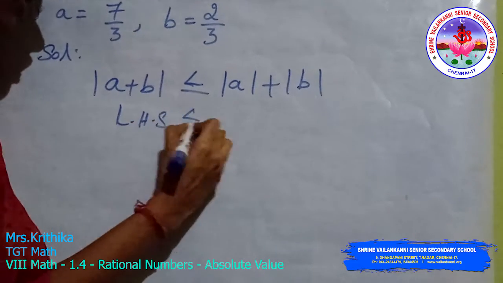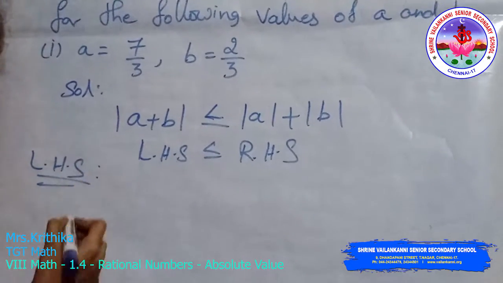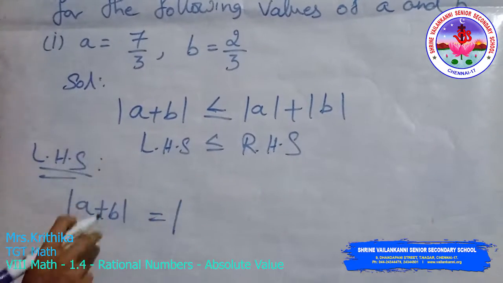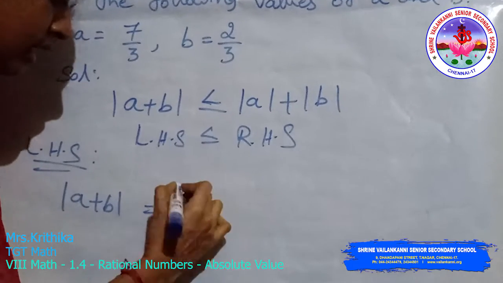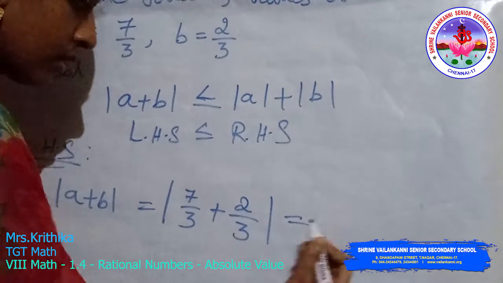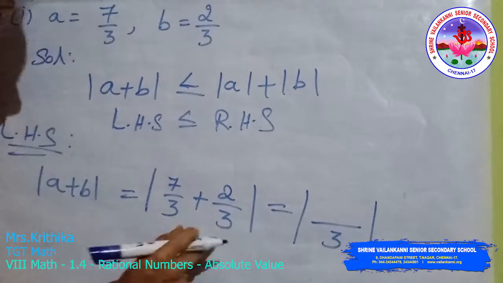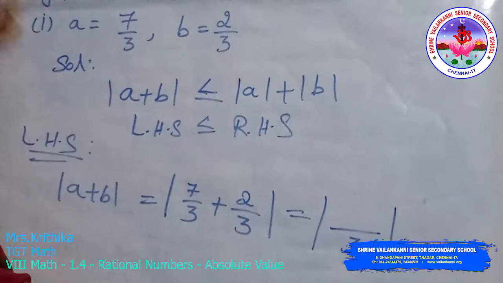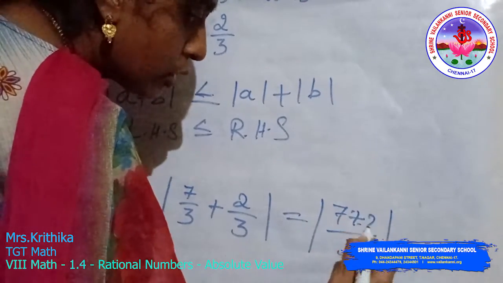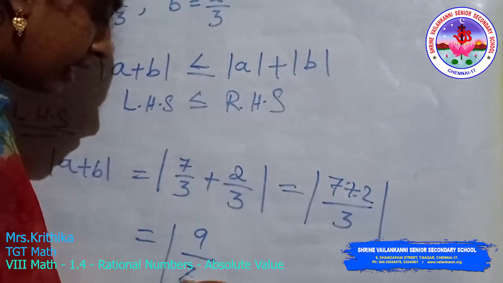LHS less than or equal to RHS. LHS: modulus of a plus b is equal to modulus of a value 7 by 3 plus b value 2 by 3. The denominator is same, so we will put the same denominator 3. Modulus of 7 plus 2, 9 by 3.